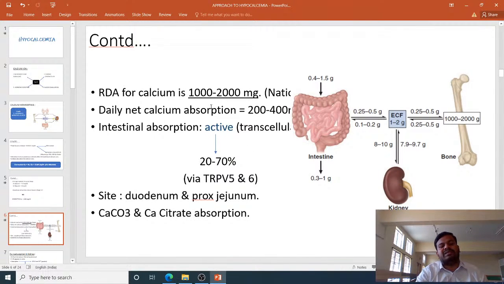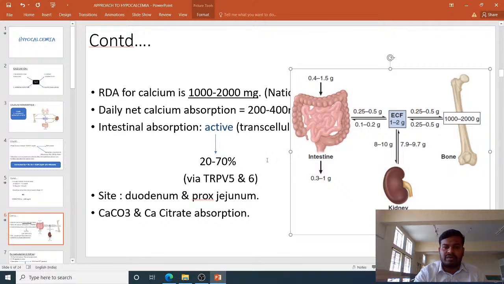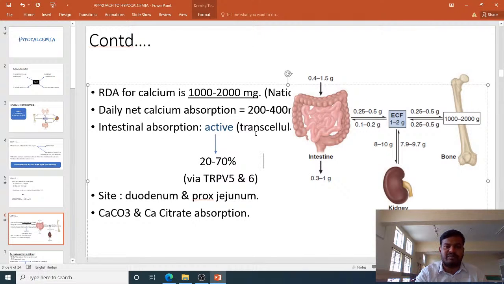The daily dietary intake of calcium is 1000 to 2000 milligrams, and daily net calcium absorption is 200 to 400 milligrams, and intestinal absorption by active transcellular transport is 20 to 70%. The main site where calcium is absorbed is the duodenum and proximal jejunum. This can be an MCQ, so you should remember this. Calcium carbonate and calcium citrate are the compounds which are usually absorbed.